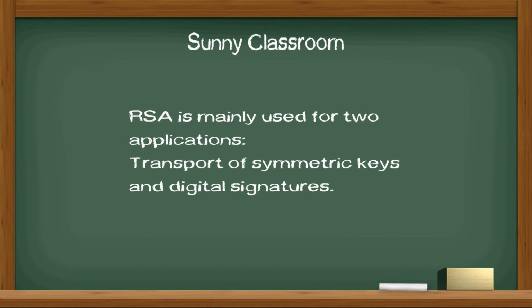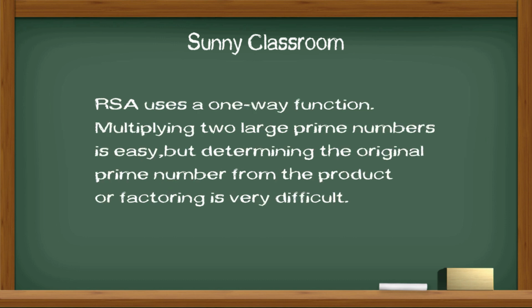RSA is mainly used for two applications, transport of asymmetric keys and digital signatures. RSA uses a one-way function. Multiplying two large prime numbers is easy, but determining the original prime numbers from the product, or factoring, is very difficult.